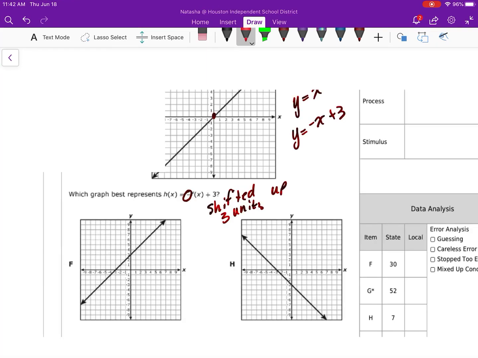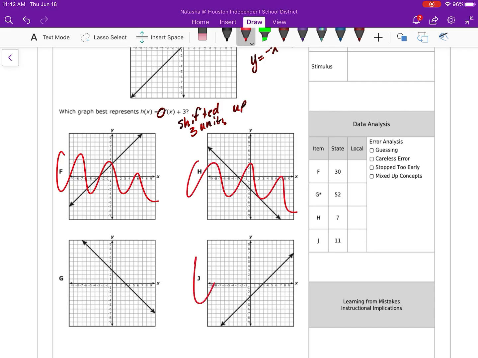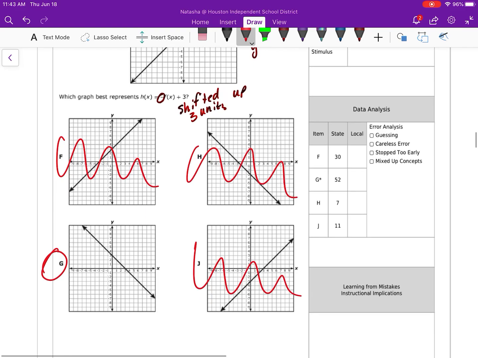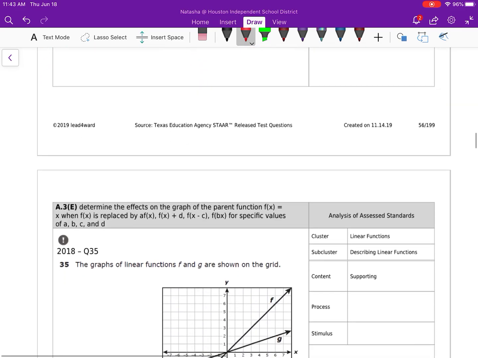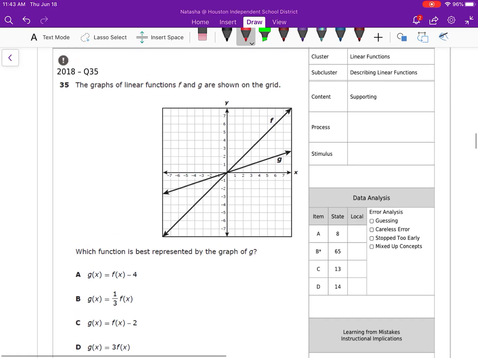So let's look at our answer choices that match. So F and H definitely don't match. J is a positive slope, so that doesn't match. So the only one that comes close to matching that is going to be G. All right? And as you can see here on the right, G is our correct answer choice. All right, let's look at our next one.